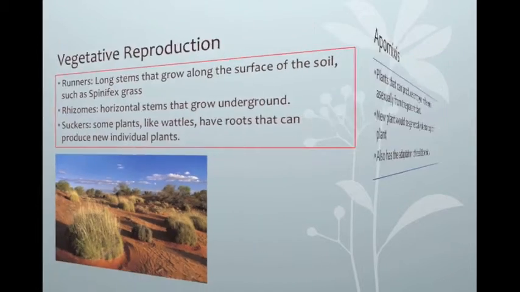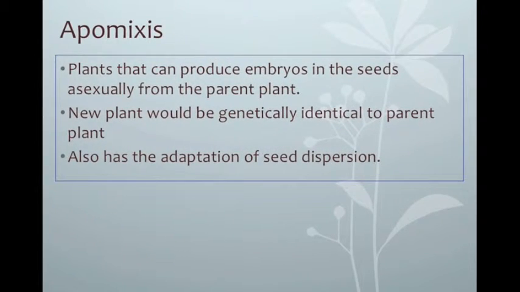Apomixis. Plants such as kangaroo grass can produce embryos in the seeds asexually from the adult plant, producing new plants that are genetically identical to the parent plant. It also has the adaptation of seed dispersal.